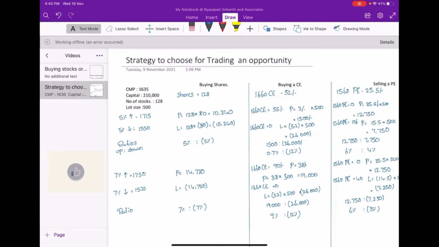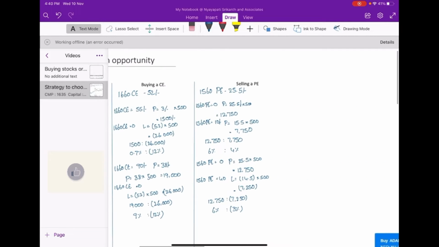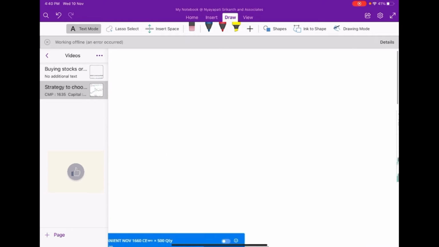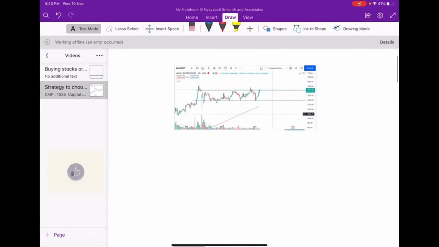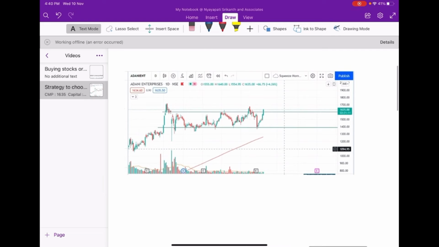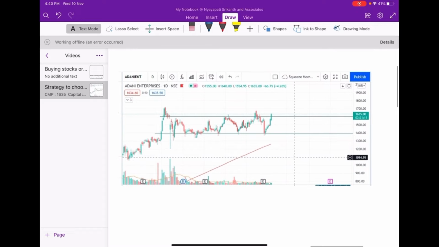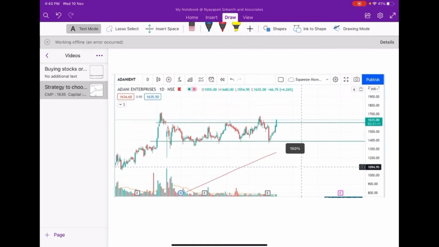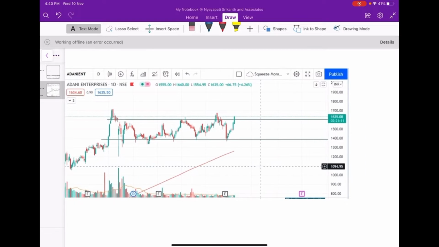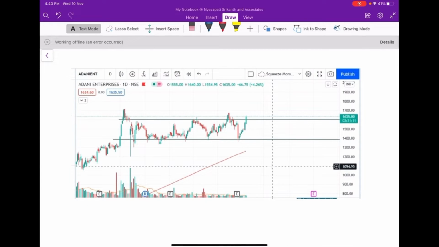So in options, if the selling premium is more than the buying premium, then you'll make profit. I hope you guys know that. So I have a trade called Adani Enterprises. This is the screenshot of 10th or 9th of November, I guess. Adani Enterprises is breaking out of a channel pattern. So this is what I understand. I feel like 1630 to 1635 is where Adani Enterprises tries to break out.